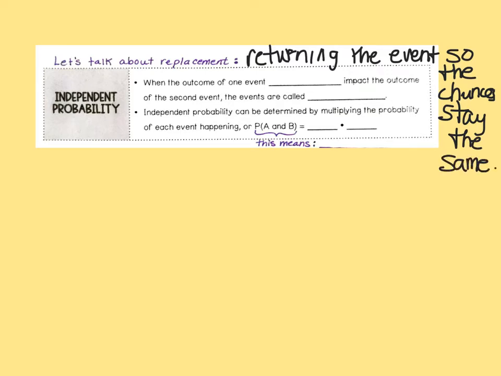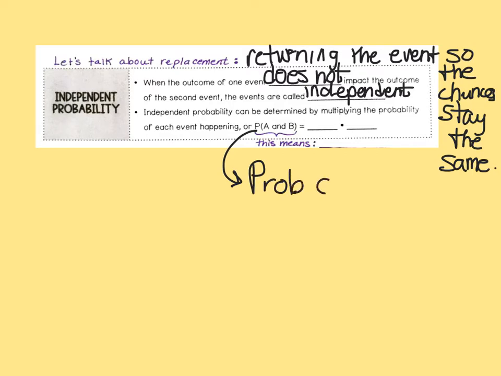When the outcome of one event does not impact the outcome of the second event, the events will be called independent. So that would be putting the M&M back in and then taking another M&M. They're independent events. Now that P with the parentheses just means probability of A and B, A being the first event and B being the second event. And it can also be written as probability of A times probability of B.